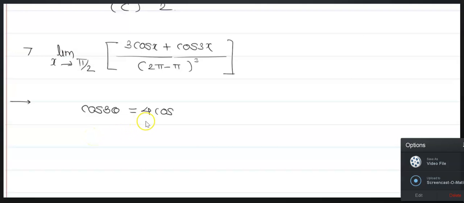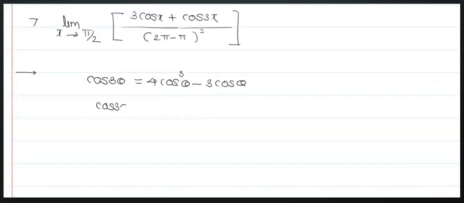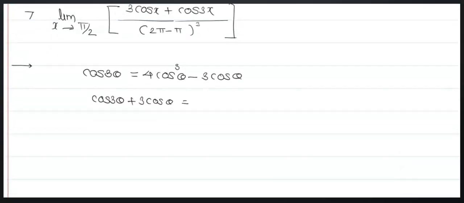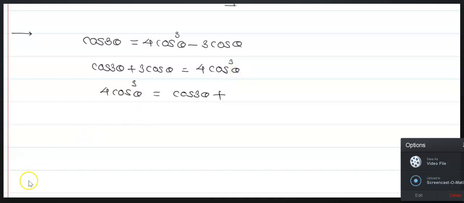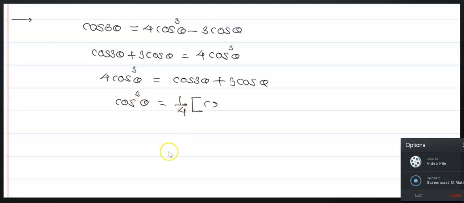Cos of 3 theta is 4 cos cube theta minus 3 cos theta. And by using this formula, that is nothing but cos of 3 theta plus 3 cos theta equals 4 cos cube theta. Simplify this. Therefore, 4 cos cube theta is equal to cos of 3 theta plus 3 cos theta. That is, cos cube theta is equal to 1 by 4 cos of 3 theta plus 3 cos theta.